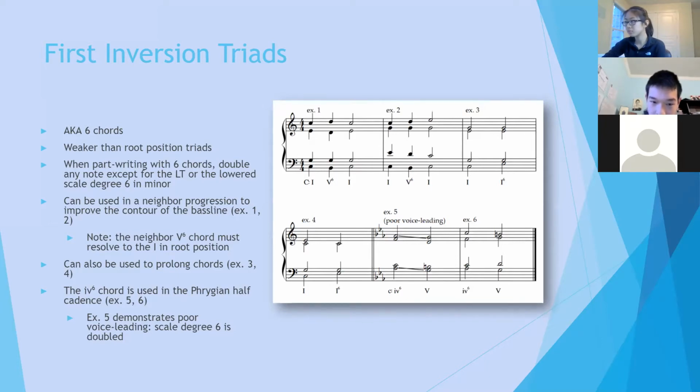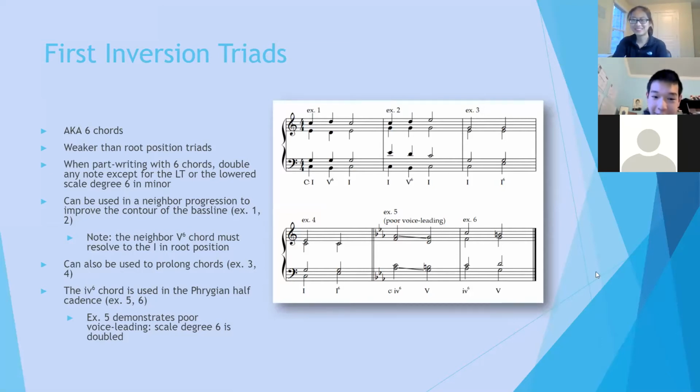So we also have six chords, which can be used to prolong chords, as shown in example 3 and 4. And here's example 4. And then we also have the 4/6 chord, which is used in the Phrygian half cadence. Ooh, that's my favorite half cadence. Okay. So that can be shown in example 5 and 6.